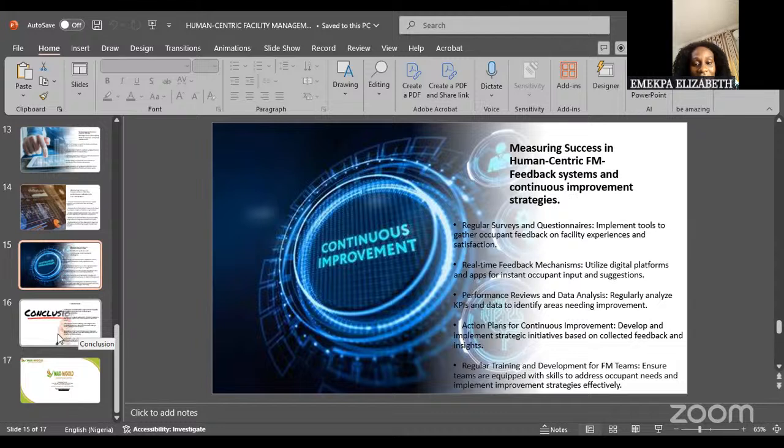Regular training and development for FM staff is very important. Employers, train your staff. Employees, when training is being paid for you, attend the training. Don't attend with the mindset of just getting the certificate. Attend with the mindset of improving. Are we together? Because what you know is what you can give. If you don't know, you will not do.